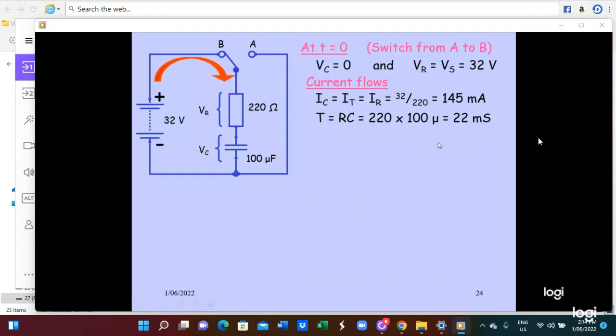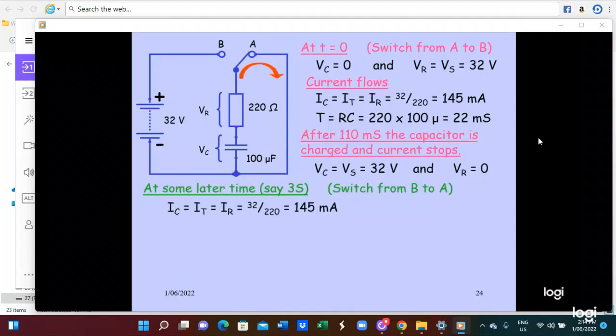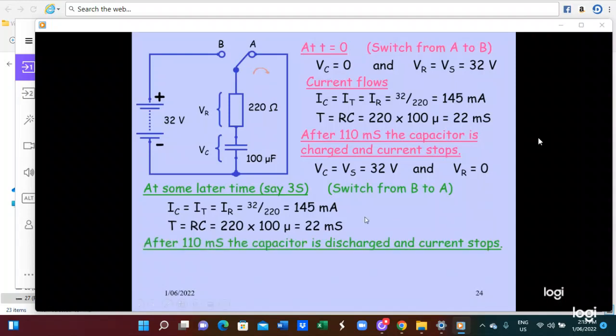After 110 milliseconds, the capacitor charges and the current stops. Vc equal to Vs equal to 32 volt and Vr equal to 0. And at the same time, you can switch from B to A. Then I equal to V by R equal to 32 by 220, you get 145 milliampere. And T equal to RC, so 220 multiplied by 100 microfarad, you get 22 millisecond. After 110 milliseconds, the capacitor discharges and the current stops. I equal to 0, Vc equal to 0, Vr equal to 0.